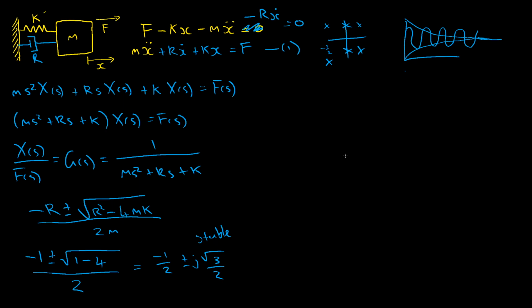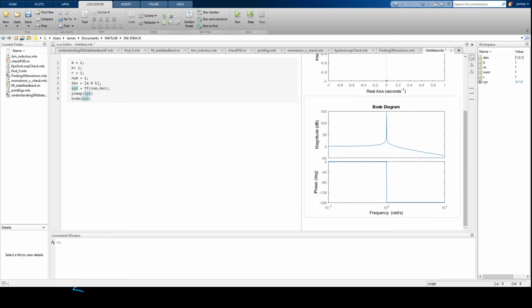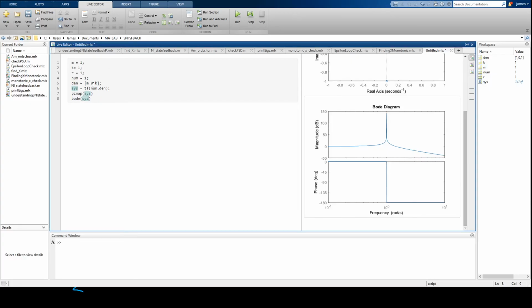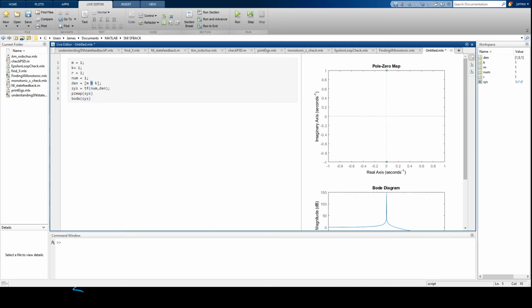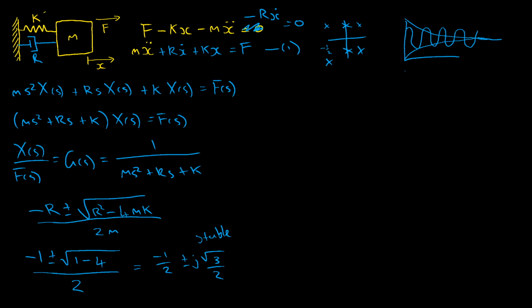Okay, so let's jump over to MATLAB again and see what the response of this system looks like. So I'm back over in MATLAB, and you'll notice the only difference between our original transfer function and this new one is this r s term.